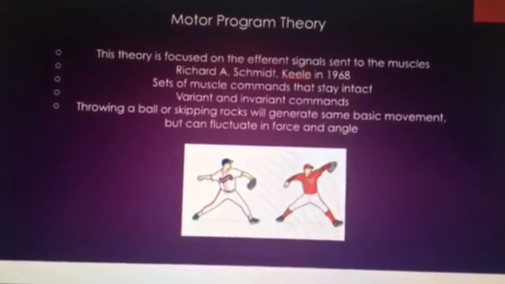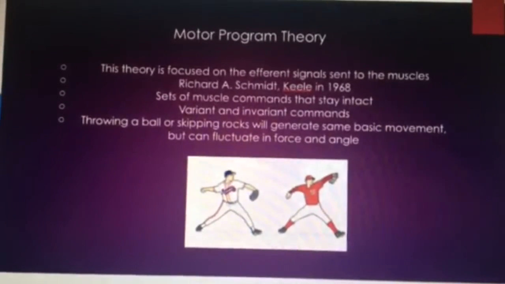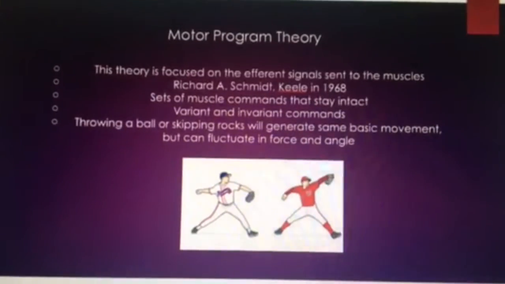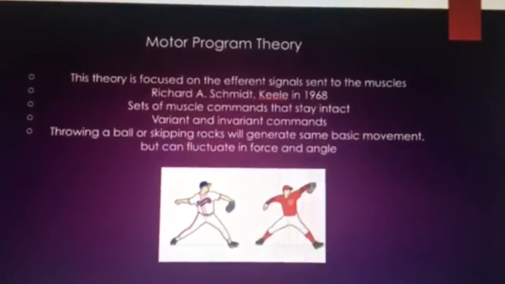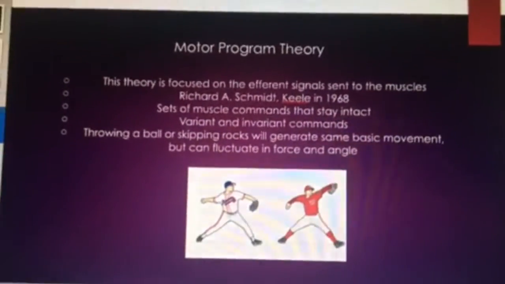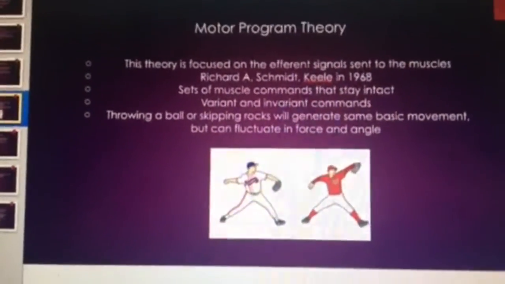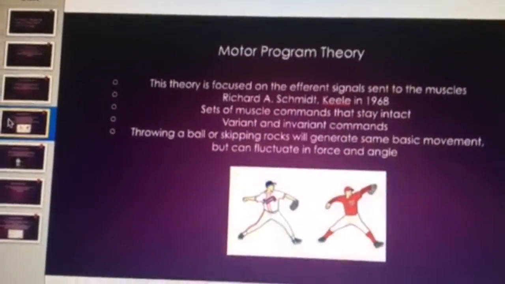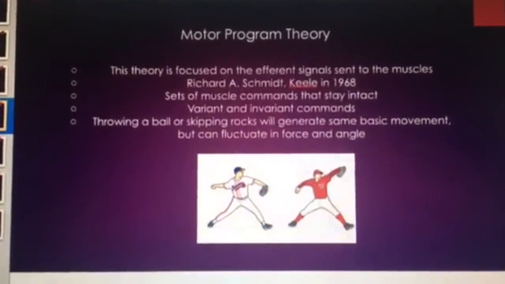His version of this theory stated that there are sets of muscle commands that allow a sequence to be carried out without influence by any peripheral feedback. Keele's version is one of many, of which there are a large number of variations, but his main idea was that there was some sort of set of muscle commands, and this has, for the most part, stayed intact and been accepted by many scholars.